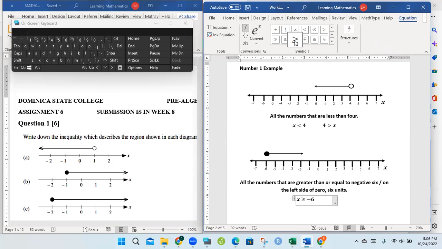Or there's another way to write this. If you're reading from left to right, you can write it like that. But if you're reading from right to left, now the opening has to face the X, because you want to say greater than or equal to. So all the numbers are, or X is greater than or equal to -6. Those two are conveying the same information.